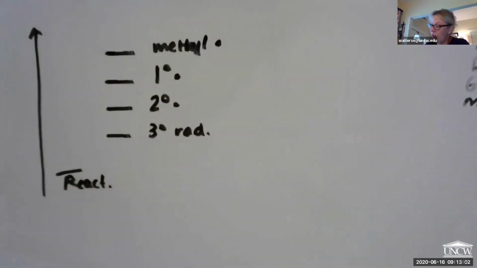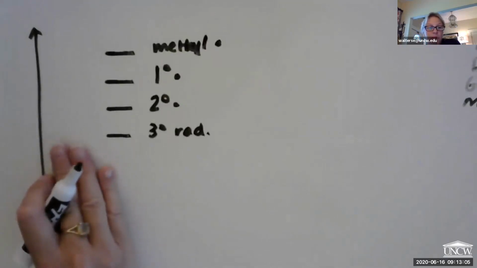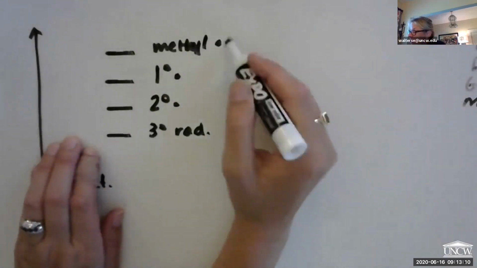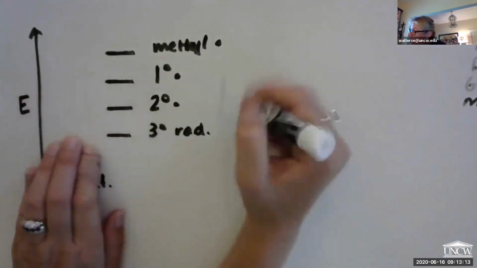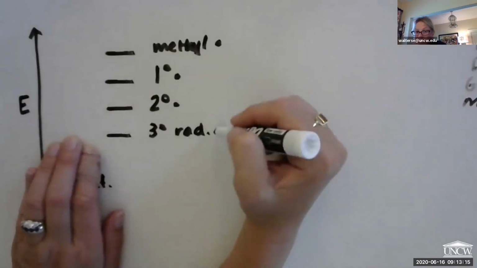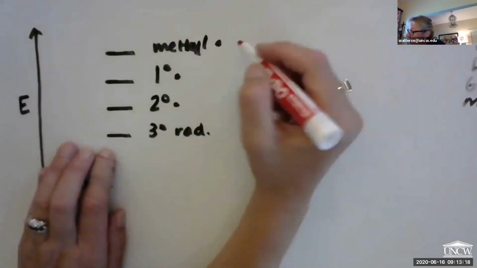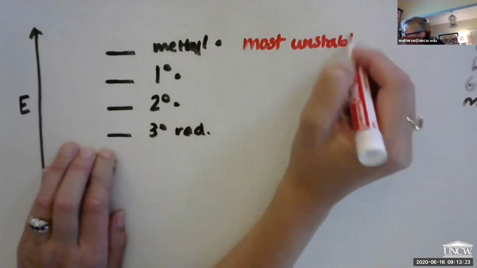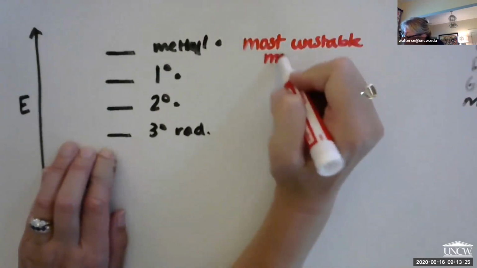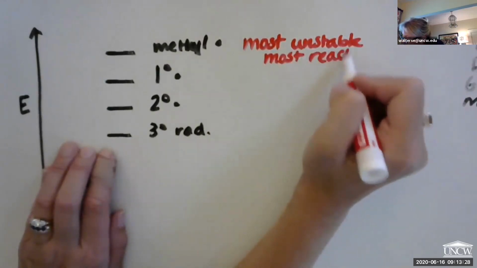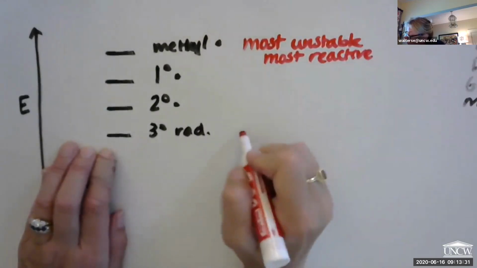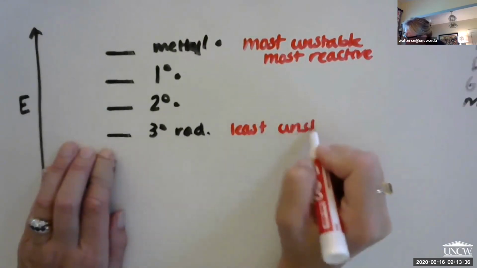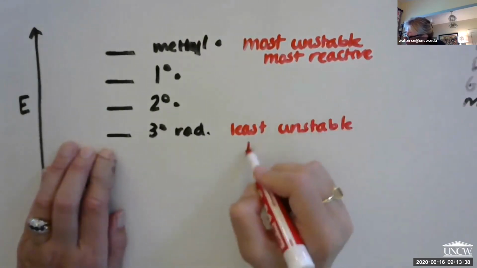Now, if you ignore the reactants, and you just say, this is the relative energy level diagram for these species, okay, then you would say this would be the most unstable, so it would be the most reactive. And this would be the least unstable, so it would be the least reactive.